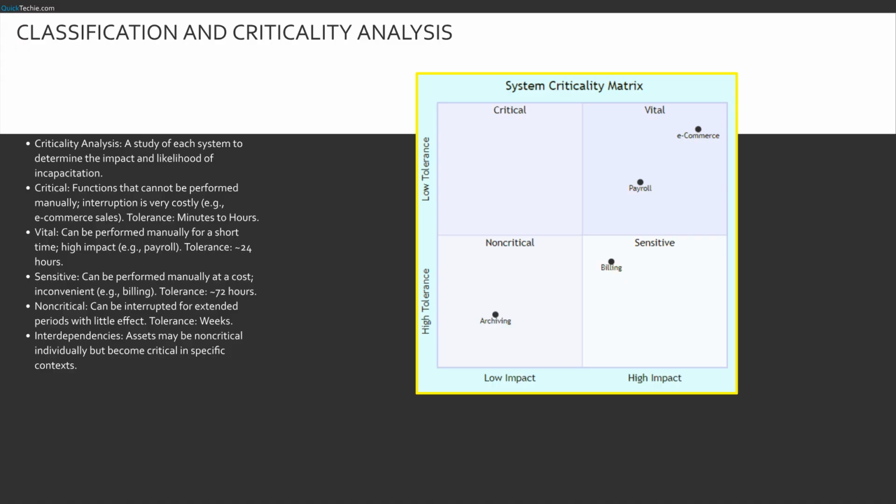This chart visualizes criticality based on impact and tolerance. Look at the top right, critical. These systems have high impact and low tolerance for downtime, like e-commerce. They need immediate attention. Moving left, vital systems have high impact but slightly more tolerance. Sensitive systems in the bottom right have lower tolerance but lower impact. Finally, non-critical items like archiving are in the bottom left, low impact, high tolerance. We focus our budget on the top right quadrant.